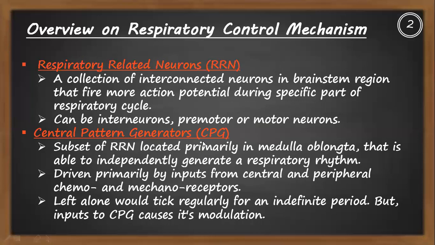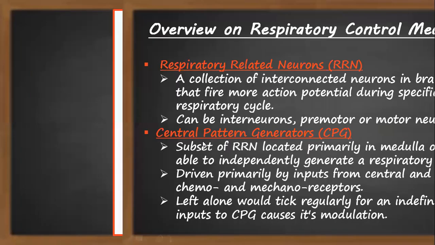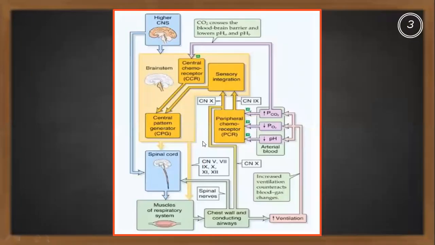But these inputs, which are given from the central and peripheral chemo and mechanoreceptors, do not just drive the CPG, but rather they modulate its intensity or frequency. So they cause modulation of the CPG. So let's move on to the overview. So here we'll start with the central pattern generator.